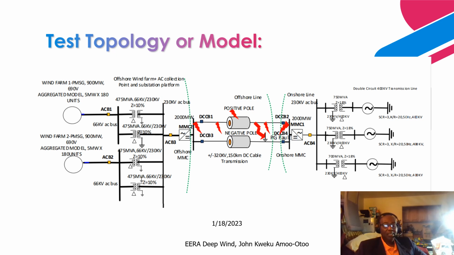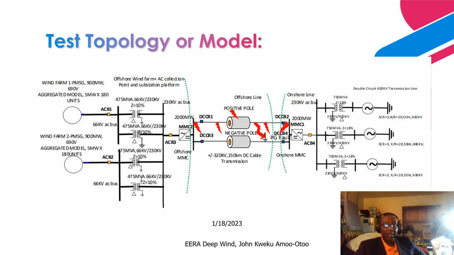On this DC cable, various faults are applied at various sections throughout the entire DC cable. A fault is applied at 0 kilometers, that is right at the terminal of MMC2, the offshore MMC converter, with varying fault resistances: 5 ohms, 20 ohms, 50 ohms, and 100 ohms. Then again, DC fault is applied at 30 kilometers down the line with varying fault resistance of 5 ohms, 20 ohms, 50 ohms, and 100 ohms.